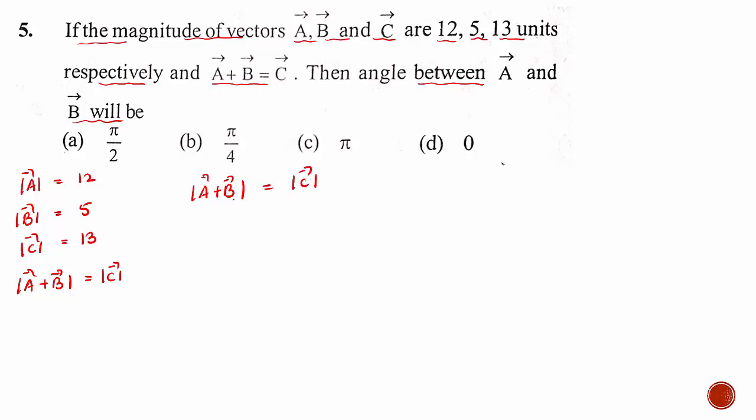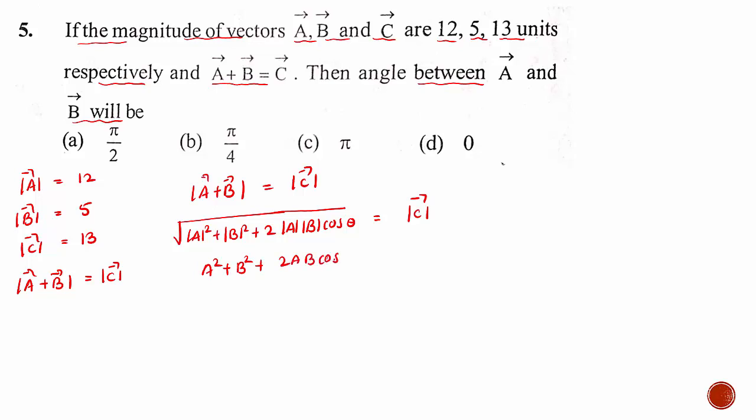In place of A plus B we can use the resultant value, the magnitude of the resultant of two vectors. So in place of A plus B I can write square root of mod A square plus mod B square plus 2 into mod A into mod B into cos theta. This is the magnitude of the resultant of two vectors, and mod C keep as it is. Or this equation can be written as A square plus B square plus 2AB cos theta is equal to C square.